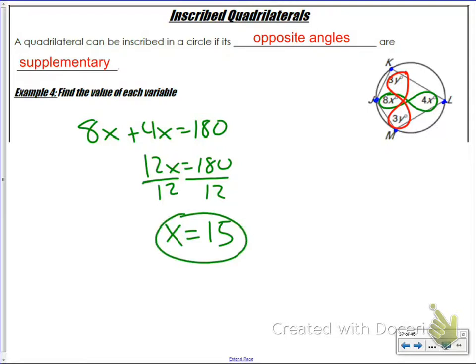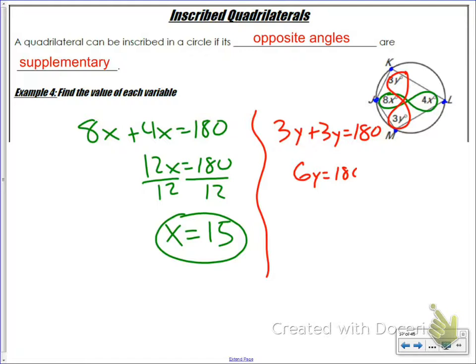Same idea to find out what y is. So we have 3y and 3y supplementary, so they add up to 180. Combine like terms, you get 6y equals 180. Divide both sides by 6, and y equals 30.